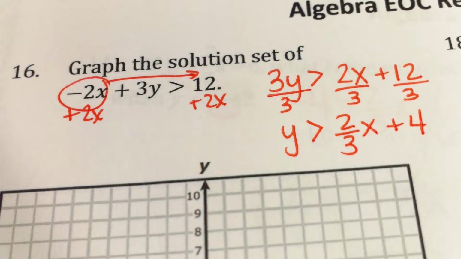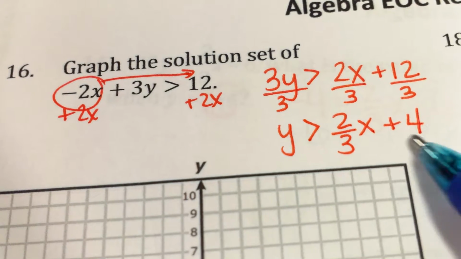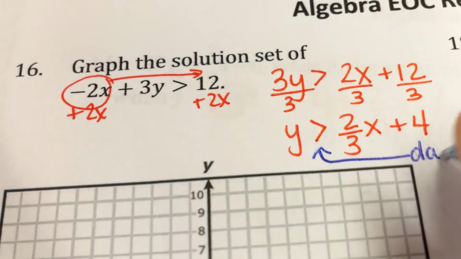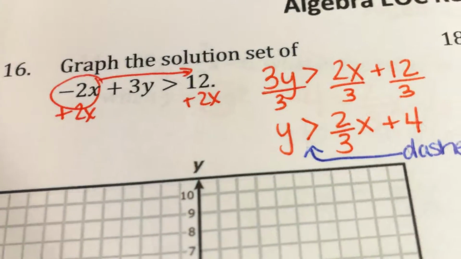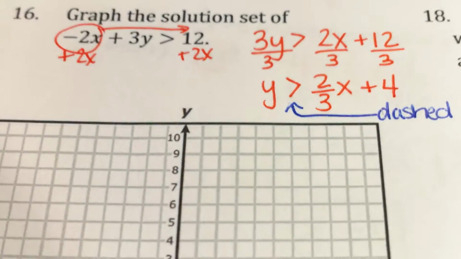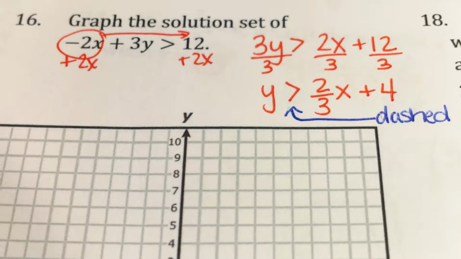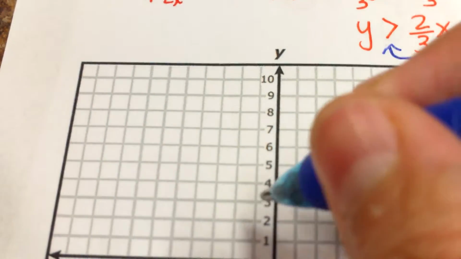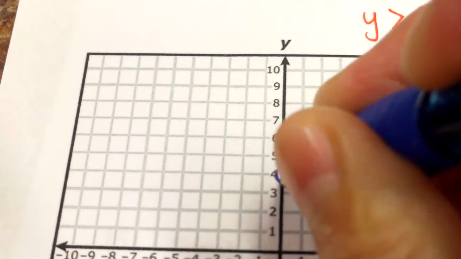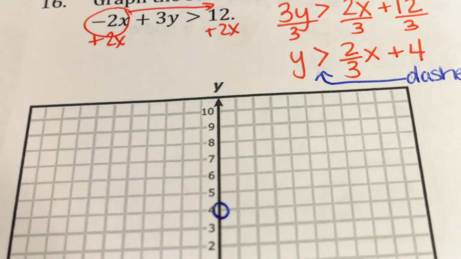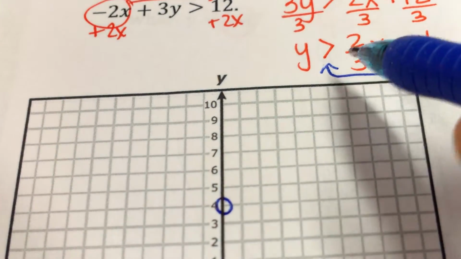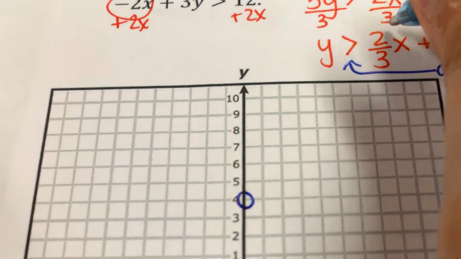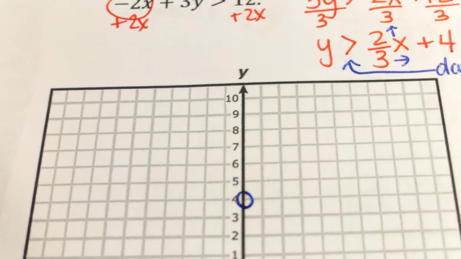And we are going to graph that. So my y-intercept is 4, and this is a dashed line, not a solid line. That means that the points on the line do not make it true, do not satisfy the inequality. So we go to positive 4 for my y-intercept. Here's my positive 4. I'm going to do an open circle because it's not included as part of my answer. It's open, it's dashed.